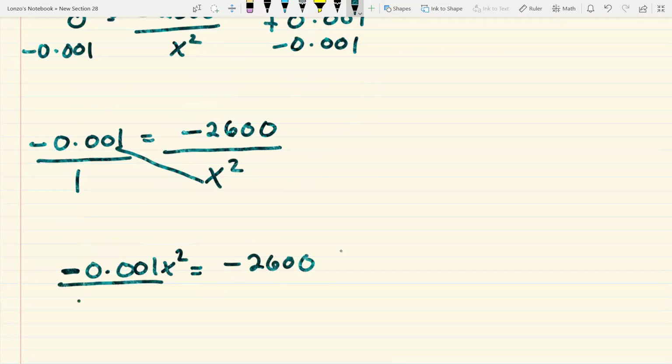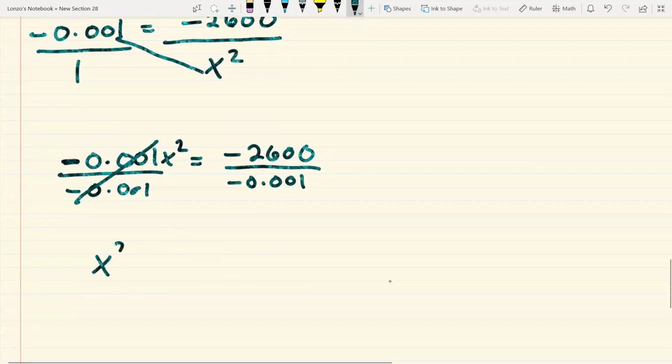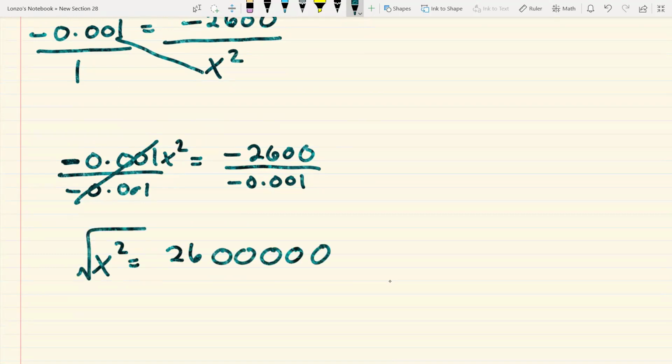Go ahead and solve for x. So I'm going to divide both sides by -0.001. That gives x squared equals 2,600,000. How many zeros? It would be 2,600,000, five zeros. And then solve for x, so you're going to take the square root of both sides.